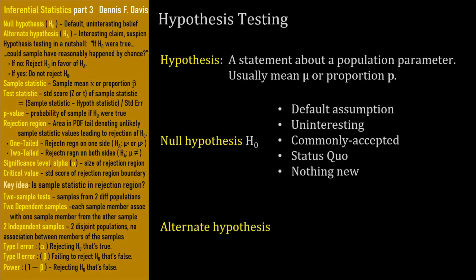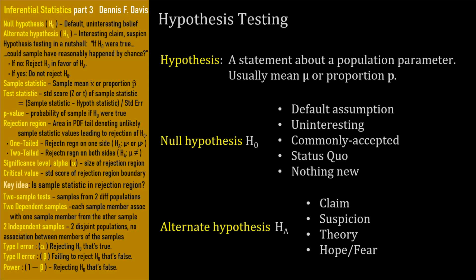It can have the symbol H sub a for alternate, and I've seen both upper and lowercase a. It can also have the symbol H sub 1, to contrast it with the sub 0 in the null hypothesis, I suppose, because the null and alternate hypotheses are opposites. In this video, I'll use H sub a for alternate hypothesis. H sub a is based on a more interesting claim, suspicion, theory, hope, or fear. We'll go through lots of examples, and I think this will all make more sense as we go.